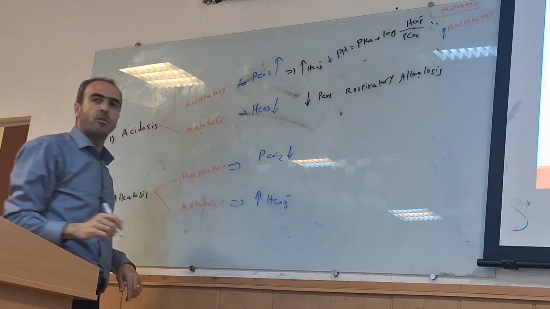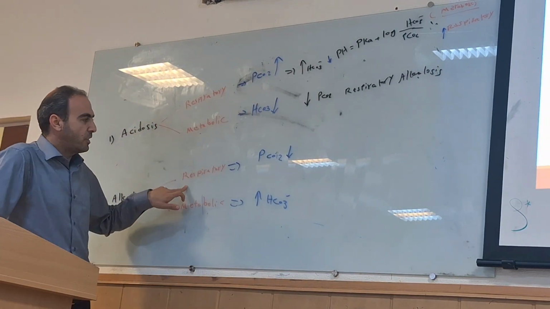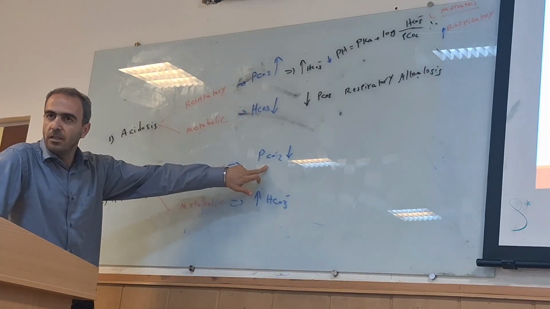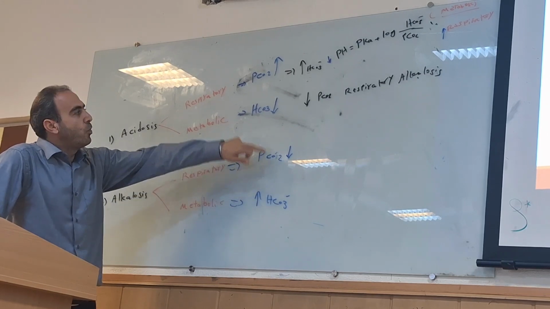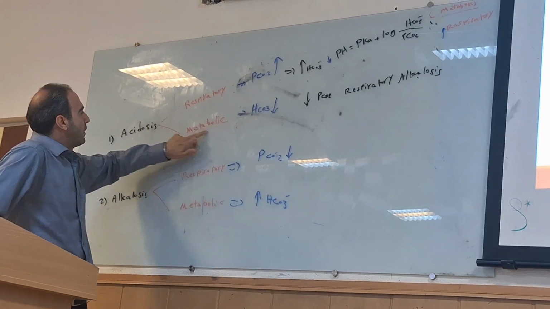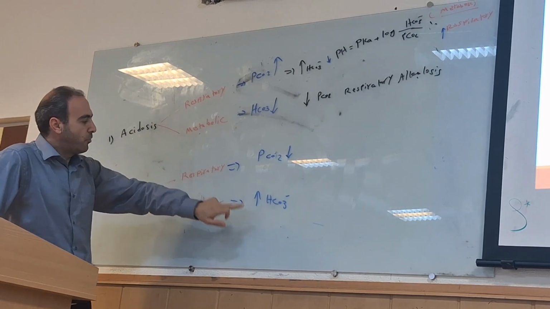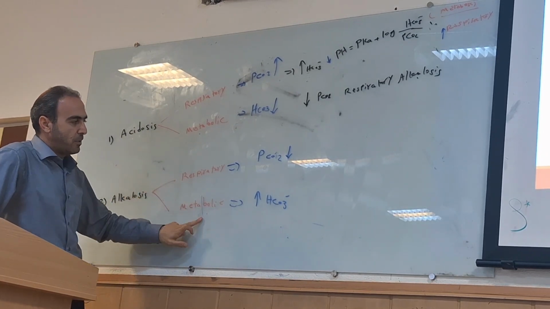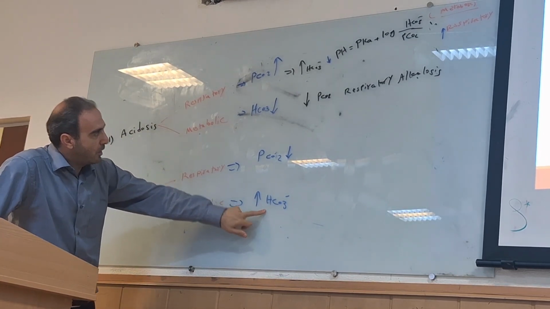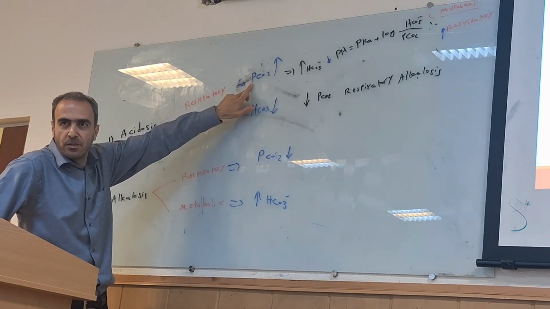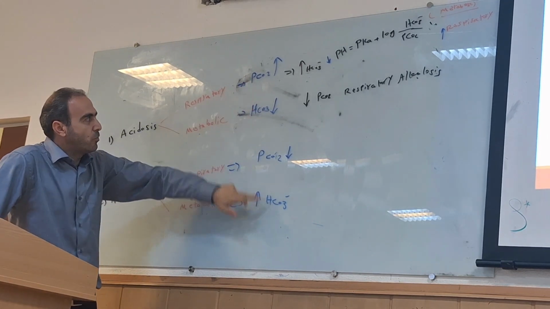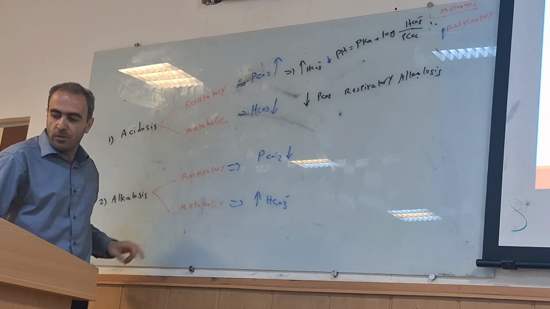And vice versa for the alkalosis. For respiratory alkalosis, we have a decrease in PCO2. We have to decrease bicarbonate by metabolic acidosis. And for the metabolic alkalosis, we have an increase in bicarbonate. We have to increase the PCO2. And we call it respiratory acidosis.